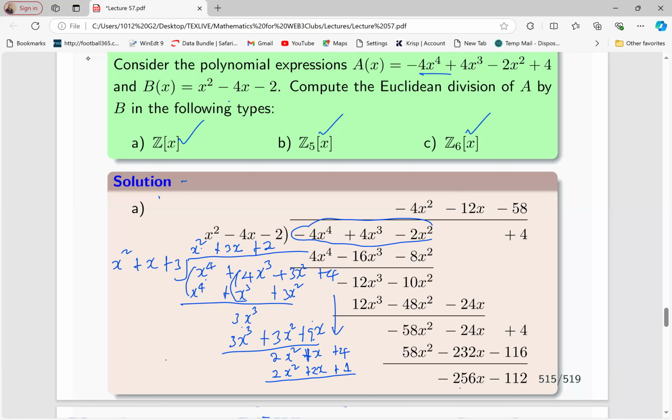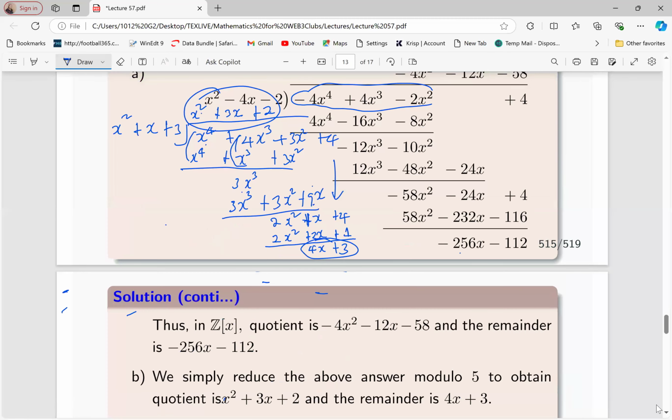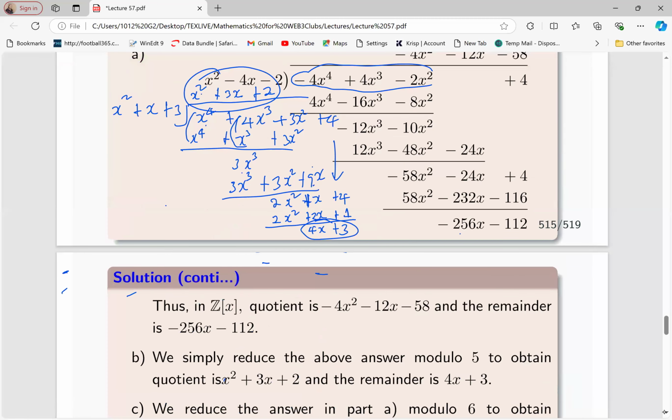So when you subtract, this first part is 0. This second part gives negative 1x. Negative 1x mod 5 will be 4x. And this will be 3. So this is our remainder, and this is our quotient. And those are the same results we got, because our quotient was that, which is the same, and our remainder is this, which is the same.